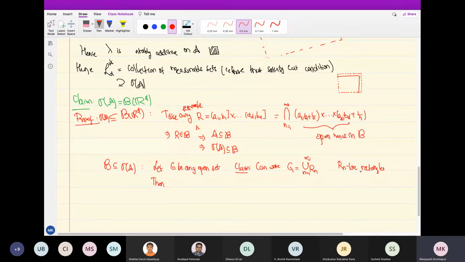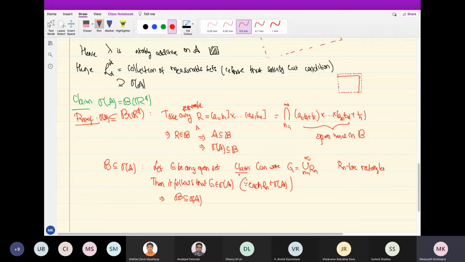Say these are left open, right closed rectangles. Then it follows that G belongs to the sigma algebra generated by this, because each Rn is of course in the sigma algebra generated by A. There is no need to say it. In fact, rectangles are the starting point for that. So every open set is there, which implies that the entire Borel sigma algebra, which is the smallest sigma algebra containing open sets, is contained in sigma of A. So that's all there is.